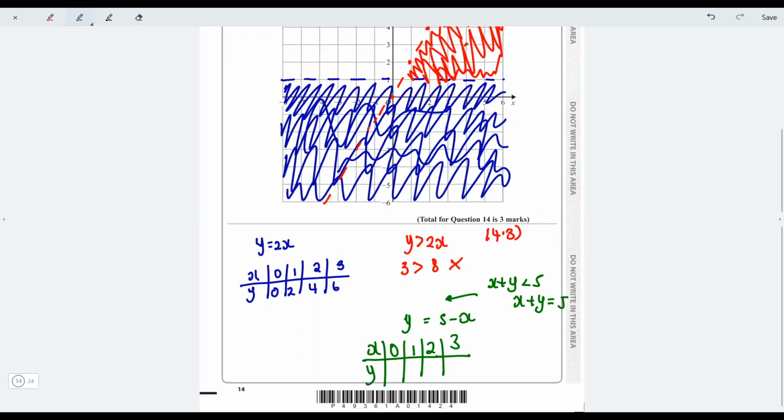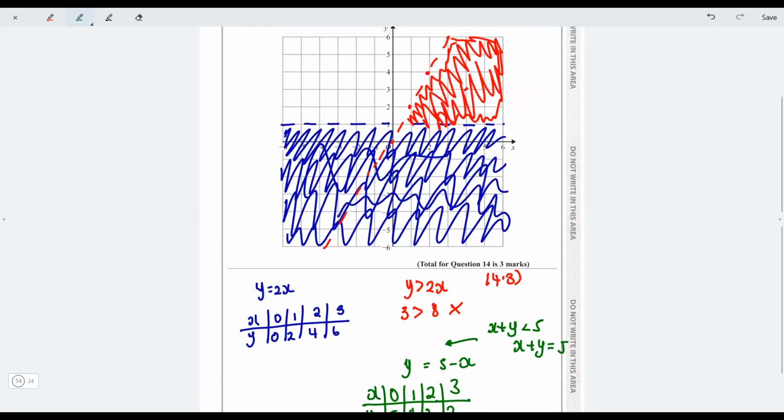So 5 take 0 is 5. 5 take 1 is 4. And then 3, and then 2. So 0, 5. 1, 4. 2, 3. And 3, 2.